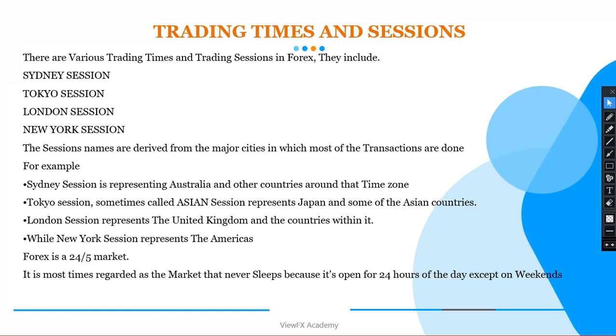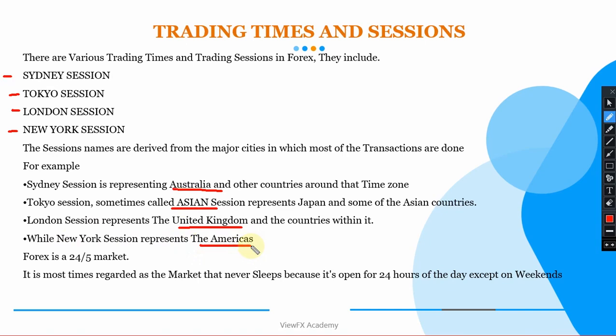We have trading times and sections. We have Sydney, Tokyo, London, New York. These names are gotten from the countries. For example, the London section is the United Kingdom, Sydney is Australia, Tokyo is the Asian region, and New York is for the Americas.